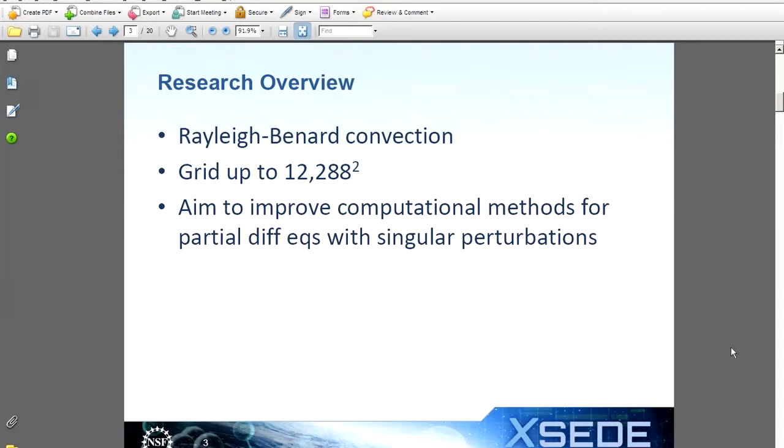So the research project, this is the particular DiffyQ problem they're going for. It was two-dimensional at the time, though I know that they've expanded into 3D. Pretty decent-sized grid, and that's the research aim there for what they're actually trying to do with the code.